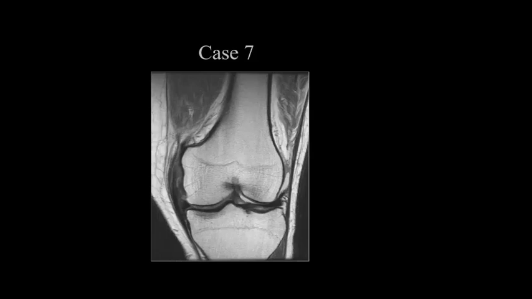Yeah, perfect. The only correction I have is that this is not T1. This is coronal PD because of the fluid. Density fluid, yes. Okay, yeah. So there is a medial collateral ligament sprain injury.